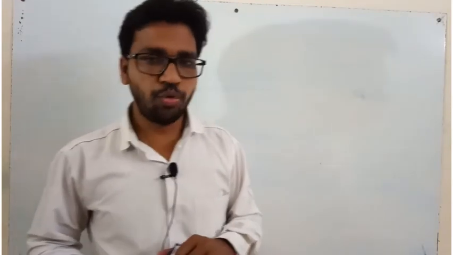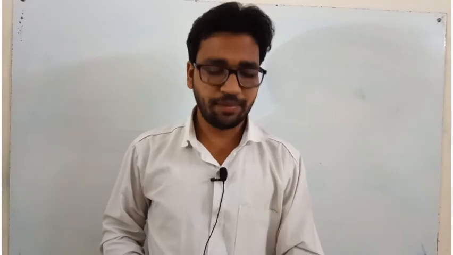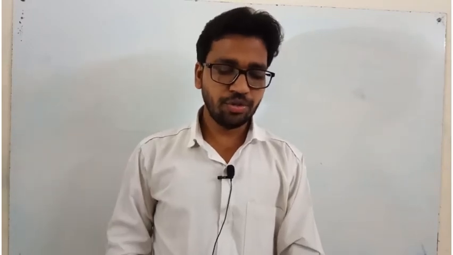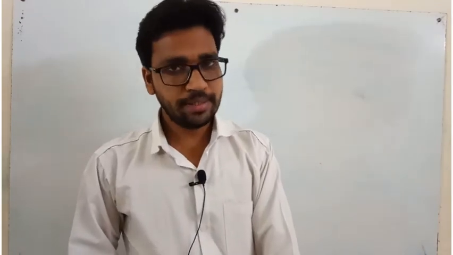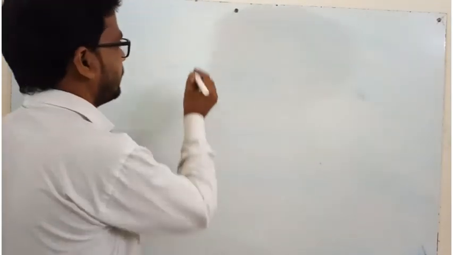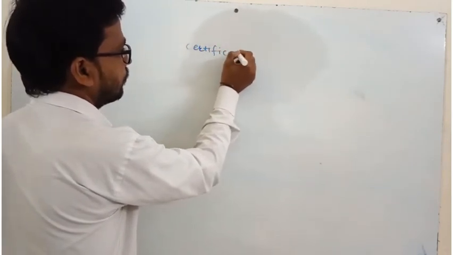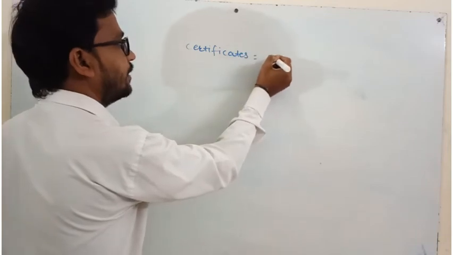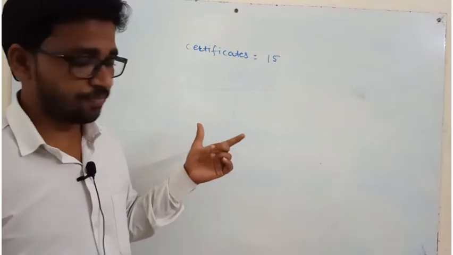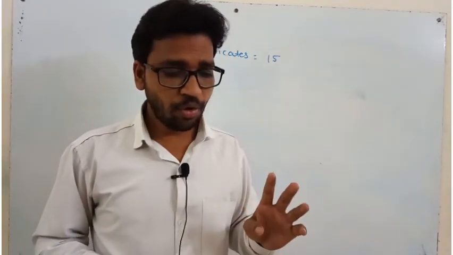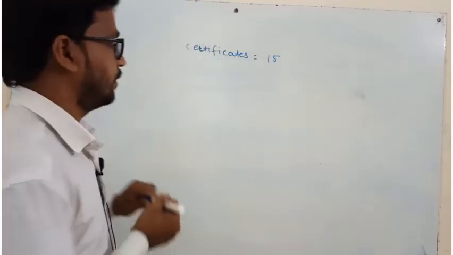In your textbook, page number 120, there is one question. Mrs. Singh had to write 15 certificates for distribution on school day. So far, she has written 2/5 of the certificates. How many certificates are there? 15 certificates are there, the total certificates. And from that, how many certificates have been written? 2/5 of the certificates.